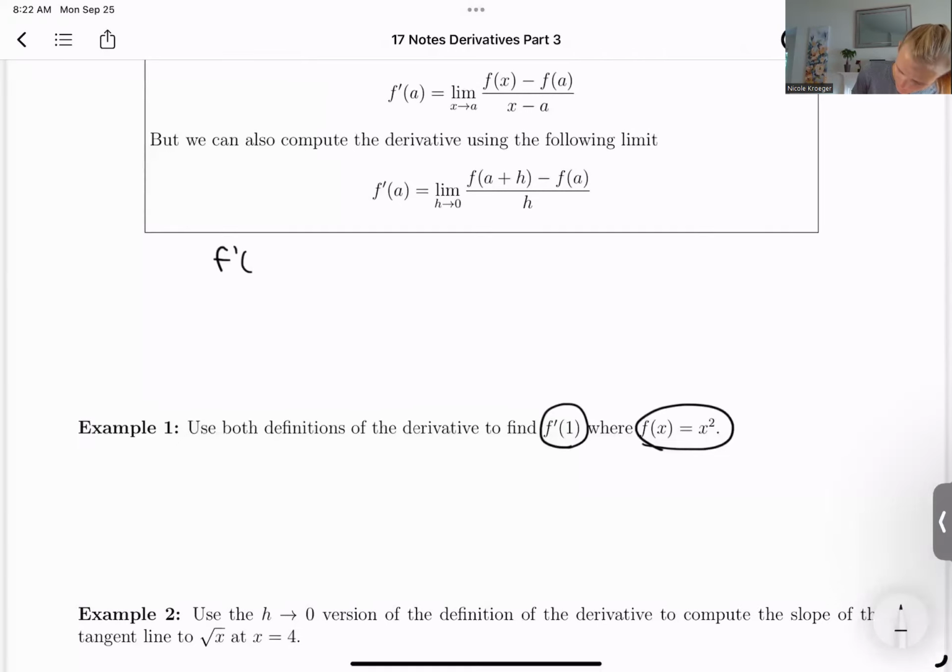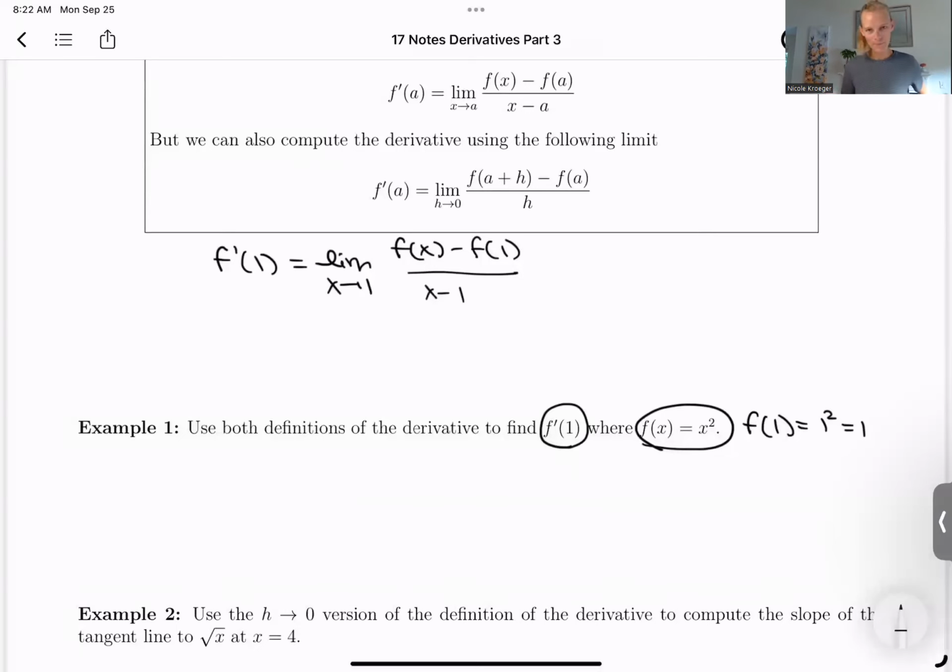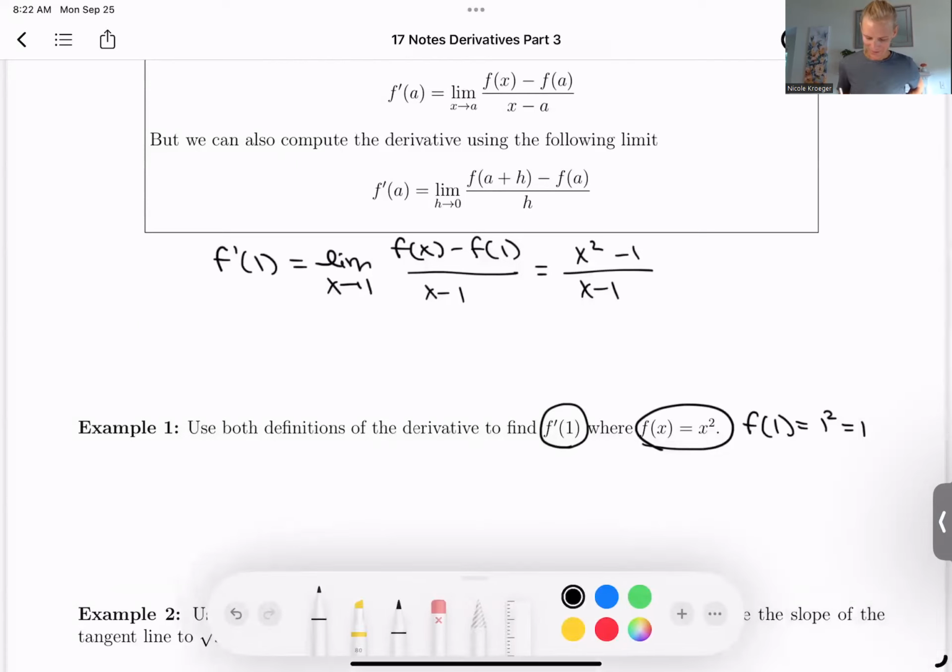So f prime of 1 could be the limit as x approaches 1 of f of x minus f of 1 over x minus 1. We notice here that f of 1 is just 1 squared, which is 1. Okay, so we're going to have x squared is f of x, minus 1 is f of 1, over x minus 1. I forgot my limit there, guys. You should be calling me out on that right now. So this is still a limit as x approaches 1.